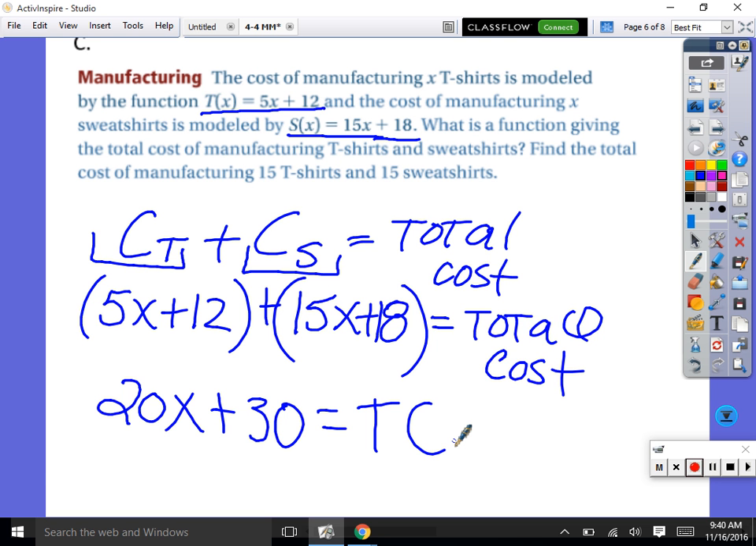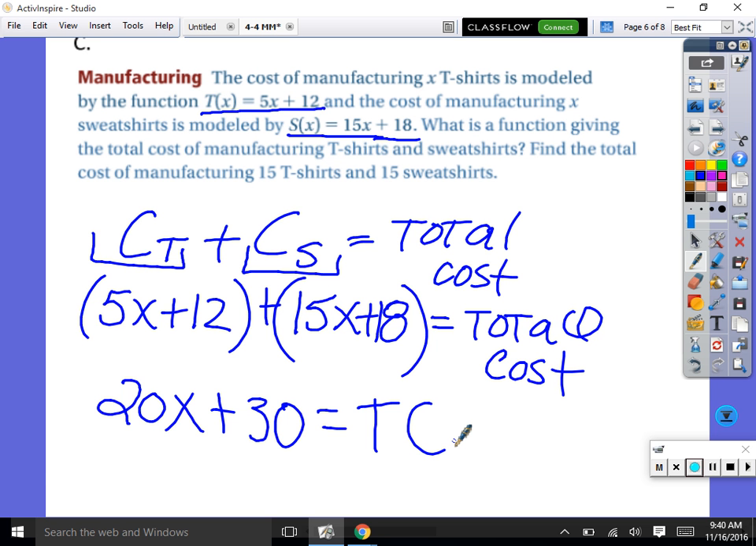It costs you $5 to make t-shirts and $6 to make sweatshirts. The total cost will be adding them up to $11. Okay, so it says find the total cost of manufacturing 15 t-shirts and 15 sweatshirts. Okay, so we could go back to here. So wasn't this t-shirts and this was sweatshirts, correct? So this is total cost. So that would be a total of how many items? 15 and 15 plus 15 is 30, correct?